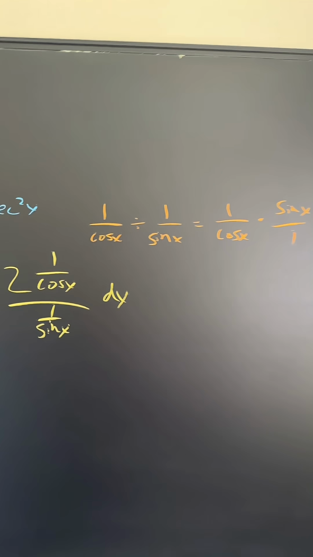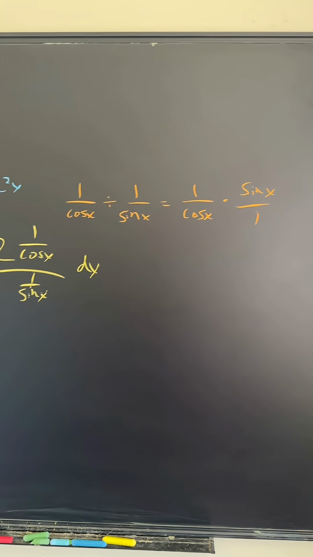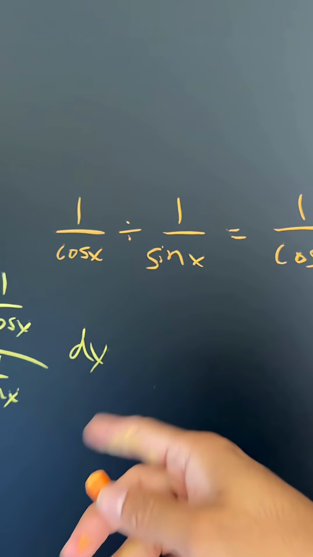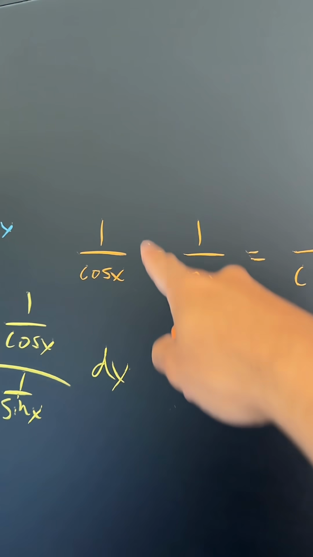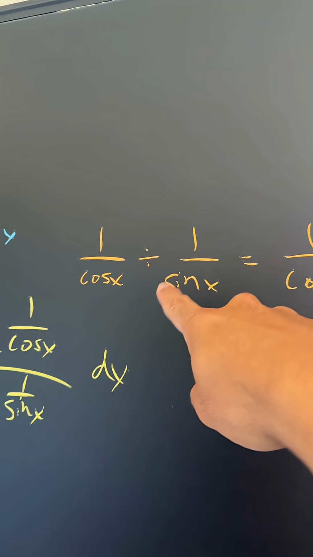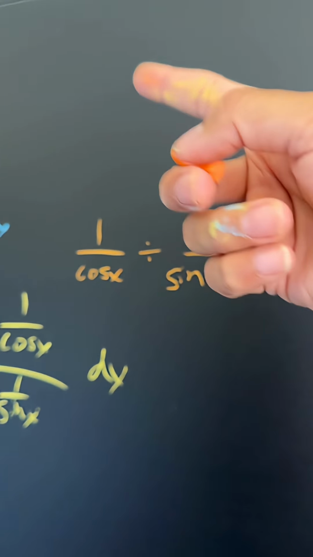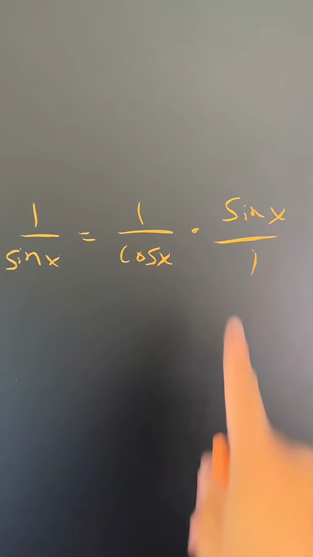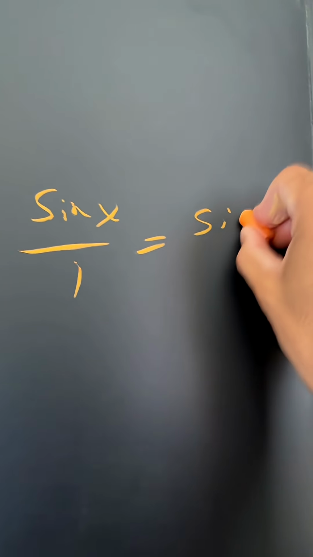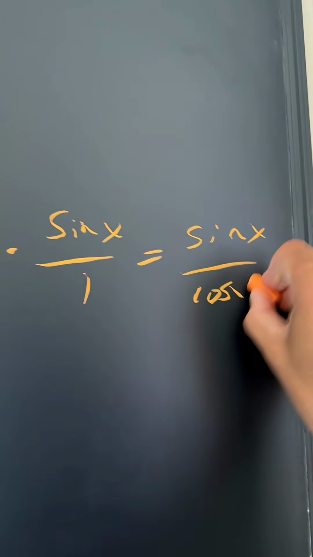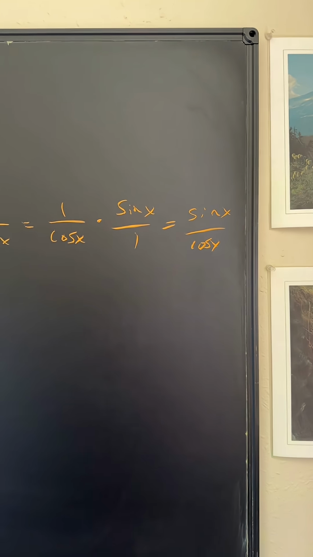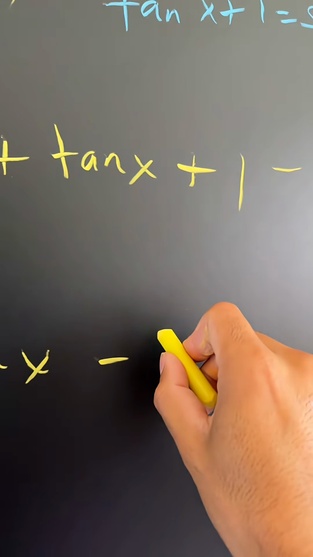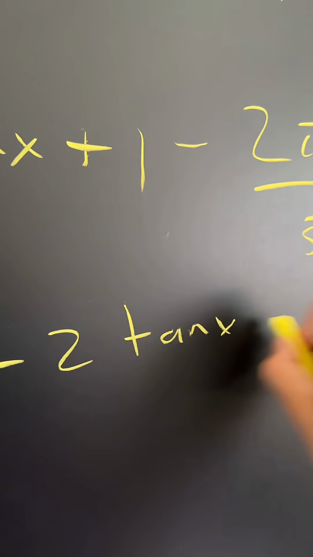Don't forget that whenever we divide fractions, I know it's a little silly to talk about, we have to do the keep, change, flip. Keep the 1 over cosine, change this division to a multiplication, and then flip this thing. Then this will become sine x over cosine x, which, what do you know? That is tangent of x. So that's exactly what we're going to have over here. So this is going to be minus 2 tangent of x dx.